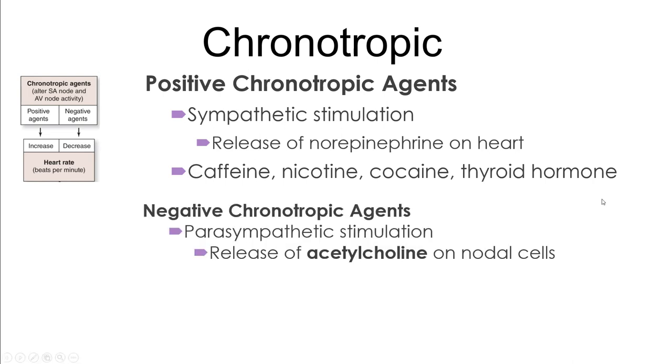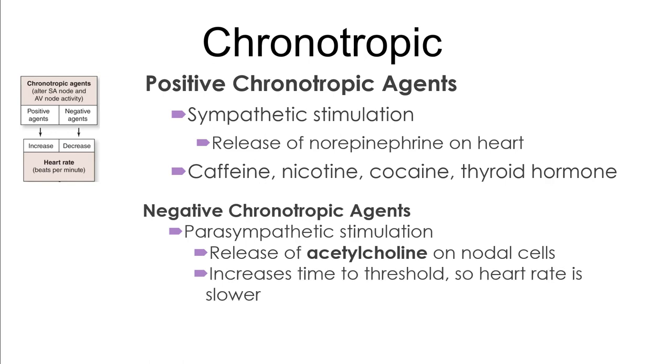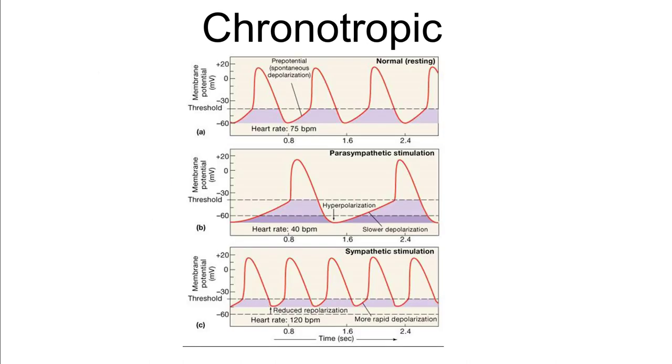Versus the parasympathetic nervous system, again, parasympathetic is rest and digest. This portion of the autonomic nervous system releases acetylcholine, and that is going to cause a slowing of your heart rate. And the way this works is the impact that these agents have on our pacemaker potential.